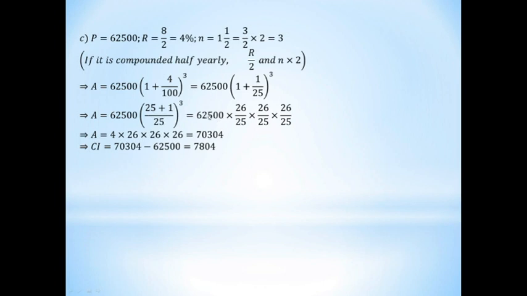Since the power is 3, we'll see here 62,500 into 26 by 25, 26 by 25, 26 by 25. After simplifying this, it will get 70,304. Then in order to find out the compound interest, you have to subtract the principal from the amount given here. That is 70,304 minus 62,500. Then you will find out that the compound interest is 7,804.